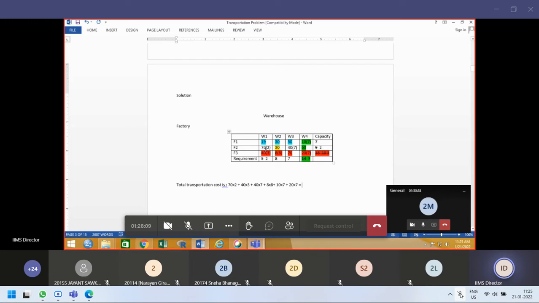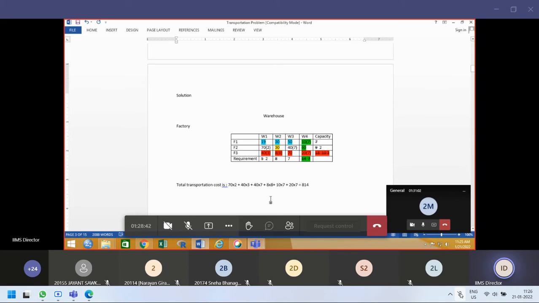Allocated sales: 70 multiplied by 2, 40 multiplied by 3, plus 8 multiplied by 8, plus 40 multiplied by 7, sorry, 10 multiplied by 7, plus 20 multiplied by 7. Am I right? How much cost? 814. Right? Okay. Now this is the transportation cost from the warehouse to the factory by using the second method.